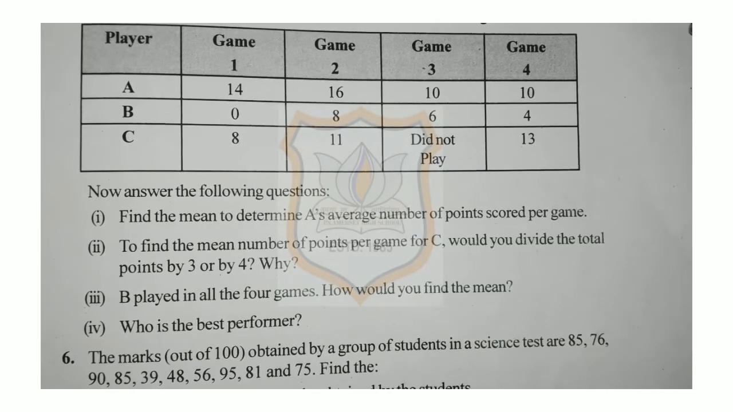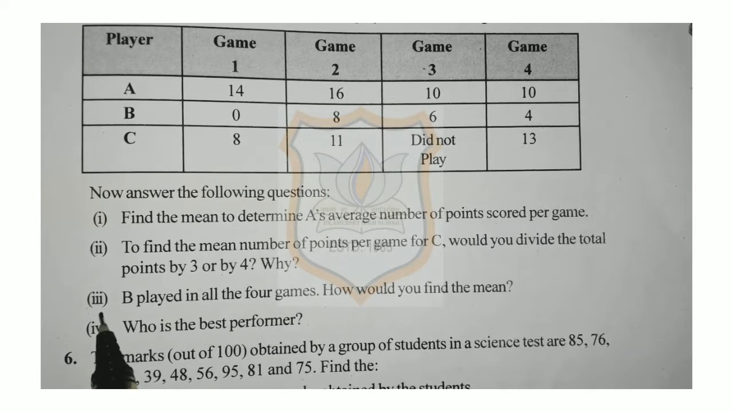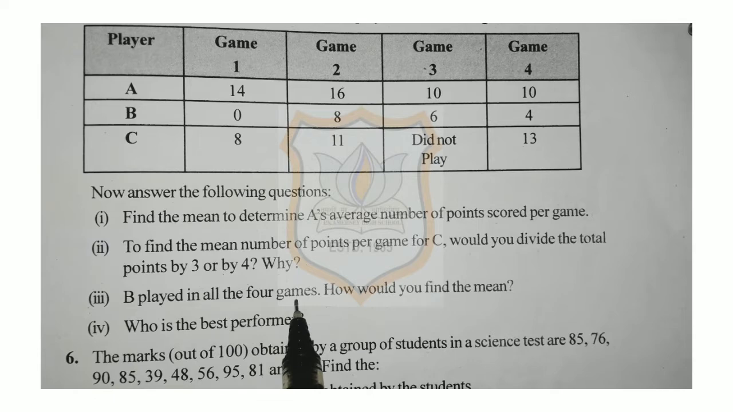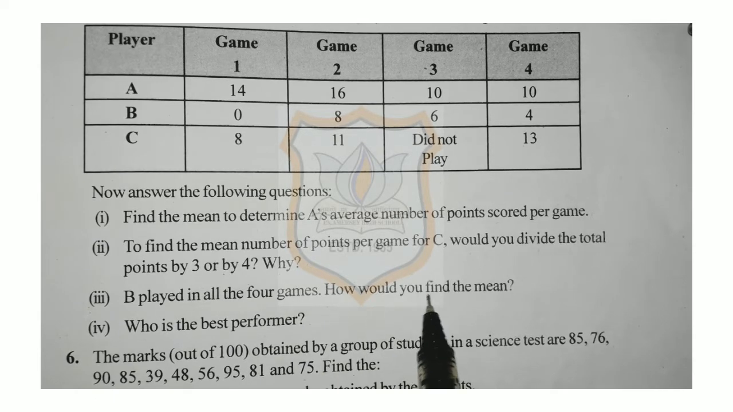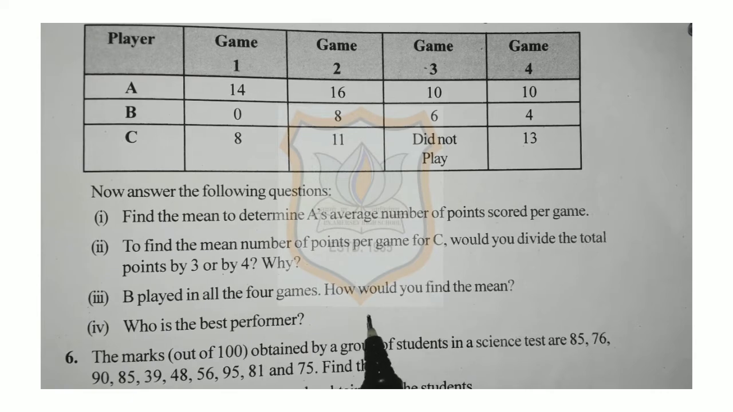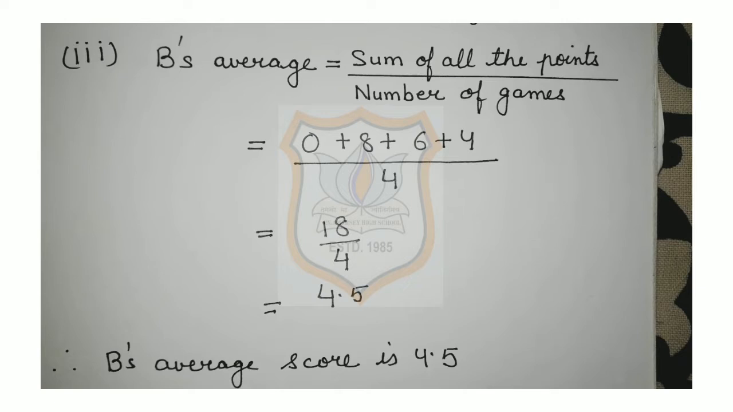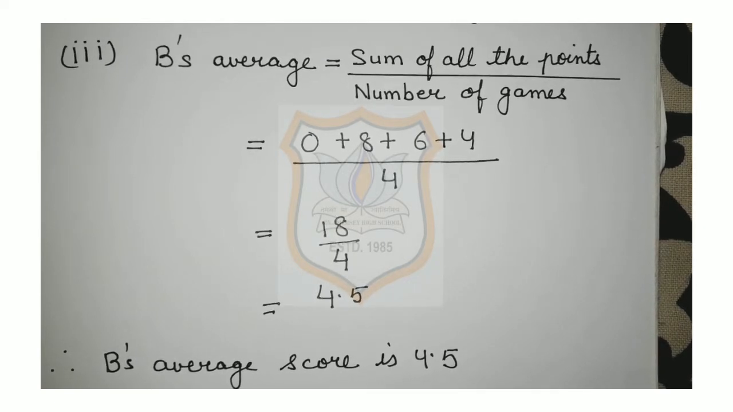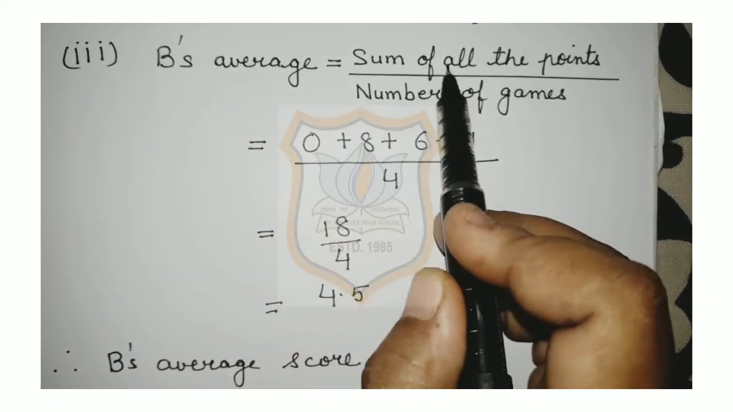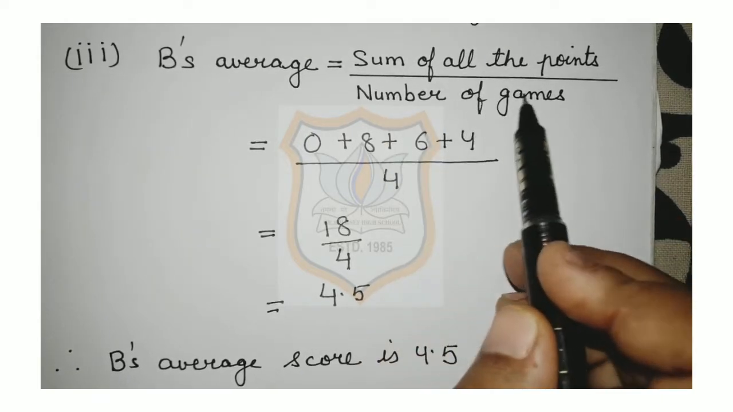Now let's solve third part of question number 5. That is, B played in all the 4 games. How would you find the mean? It means in this question you have to find the mean of B player. So students, let's solve third part of question number 5, and that is, we have to find the mean average of B player. So B's average is equal to sum of all the points upon number of games.